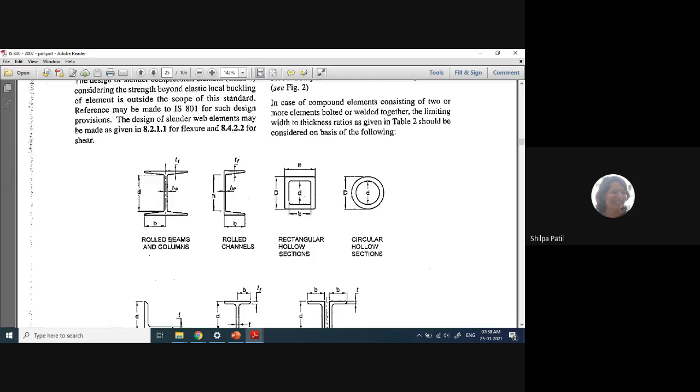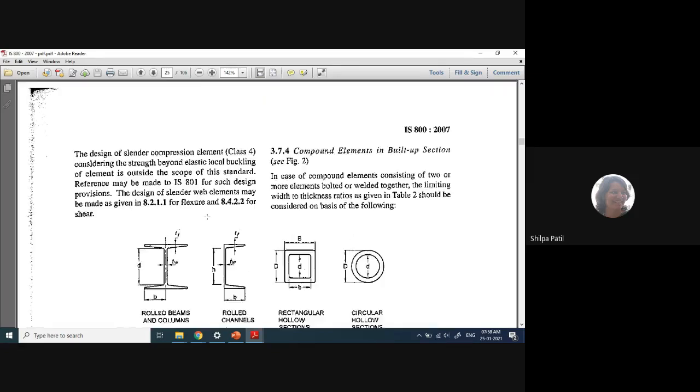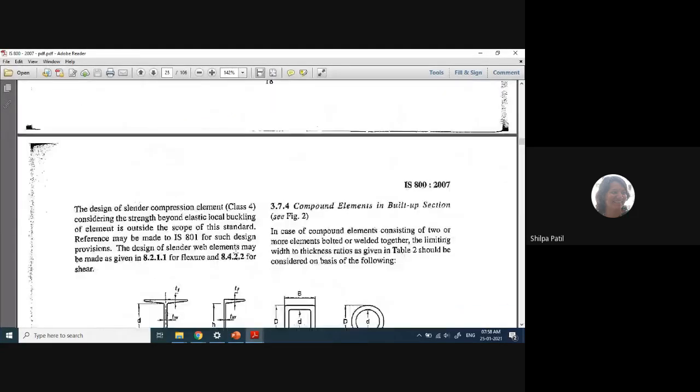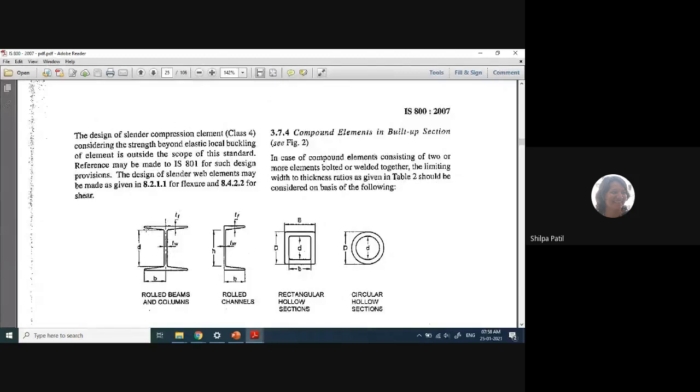If the same section is used as a column, the entire section will be subjected to axial compression. So each and every part of this I section, either the top flange, bottom flange, or the web portion, all these three parts will be in axial compression only. Okay, so the explanation given here is outstanding element of compression flange. So we have to consider only the flange part, not the web. And in this flange, this part or this part is an outstanding part.